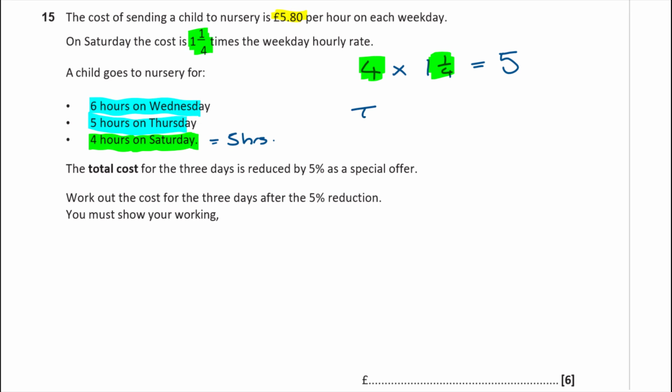Okay, so the total hours that we need to pay for then are going to be the 6 hours on Wednesday plus the 5 hours on Thursday plus the 5 equivalent hours on Saturday.